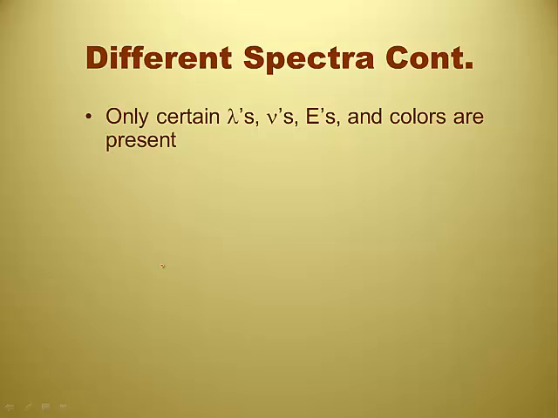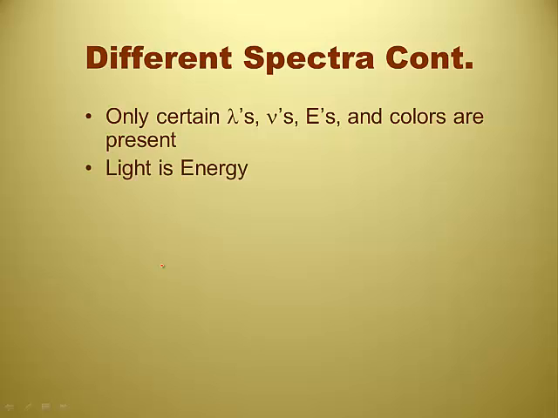Only certain wavelengths, frequencies, energies, and colors are present. And there are reasons for that. And Niels Bohr, the reason why we're talking about him today is because he's the one who figured out why there are certain frequencies, certain colors of light.